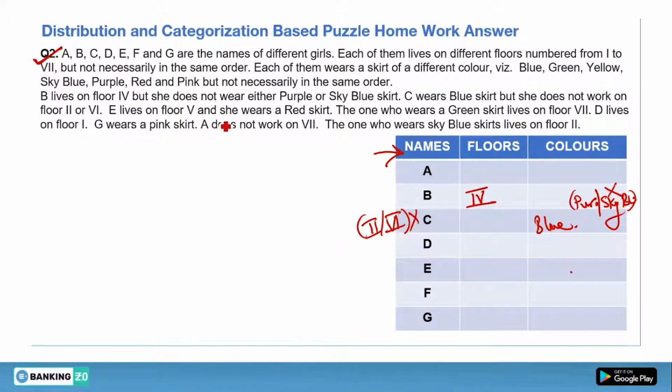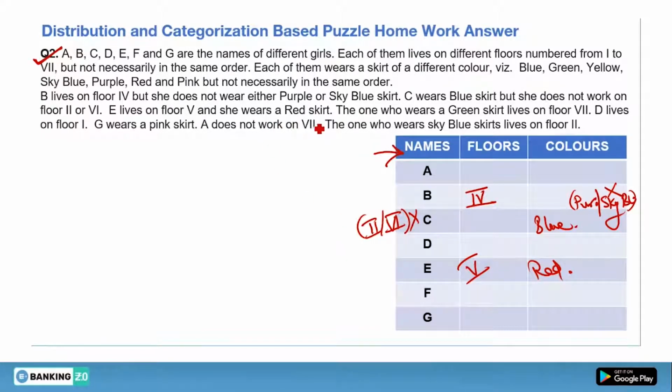E lives on floor 5 and she wears a red skirt. Now E is here. She lives on floor 5 and she wears red skirt. So this is confirmed information about E. So we will put in front of E that she lives on floor 5 and wears red skirt.